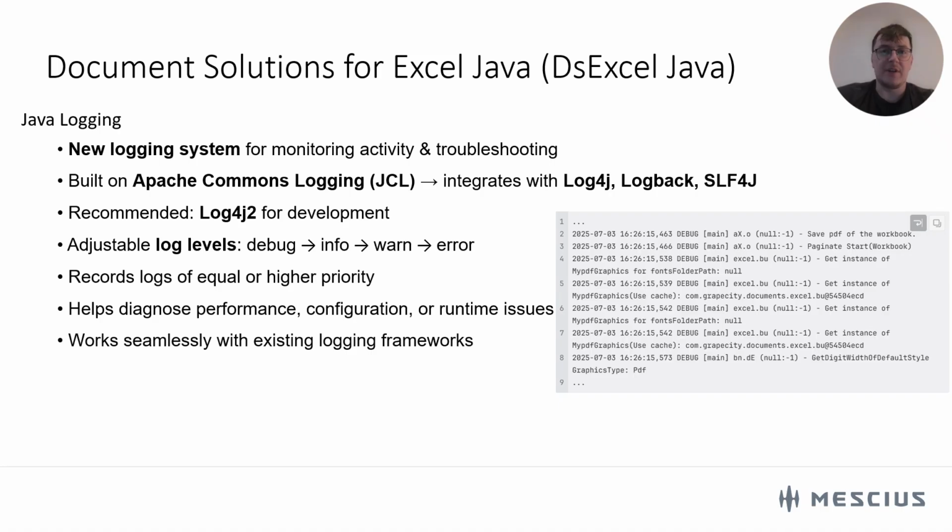You can easily configure the log level to control the verbosity, from detailed debug logs all the way up to critical error-only logs. The priority order is debug, info, warn, and error. And when you set a log level, only messages at that level or higher will be reported.